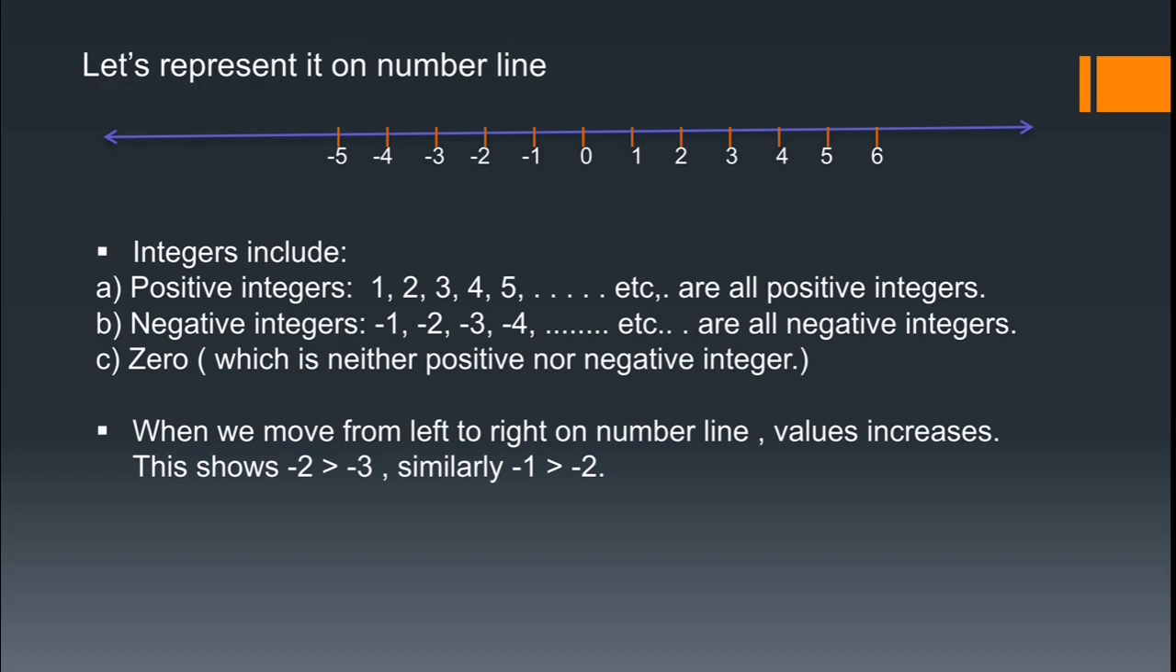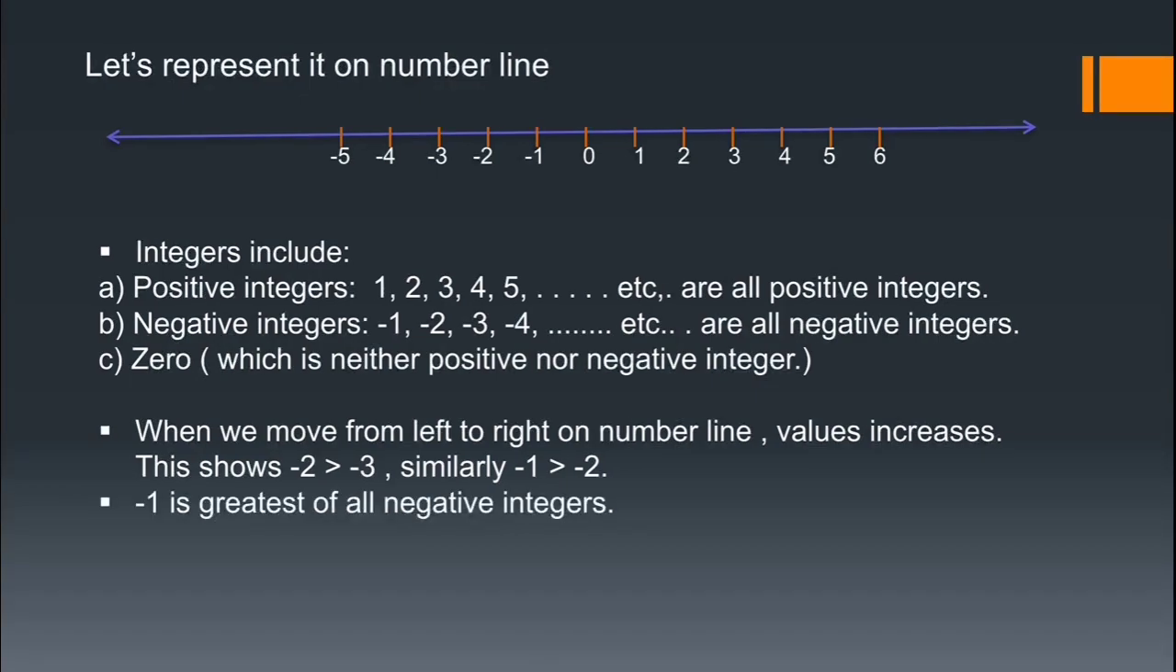It means that we can say that the number on the right side is greater than the number on the left side of it. And from the set of negative integers, that is starting from -1, -2, -3 and continuing up to infinity, -1 is the greatest of all negative integers.